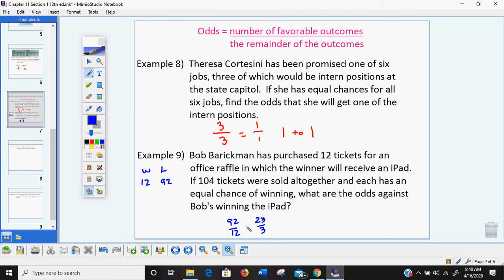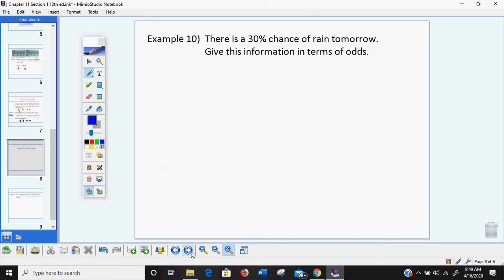And remember, they typically write odds with the word "to." So the odds against him winning, or in other words, the odds of him losing, are 23 to 3. Is how they would write that. So just remember the difference is instead of the total on bottom, we use what's left, okay? The odds of it not happening.